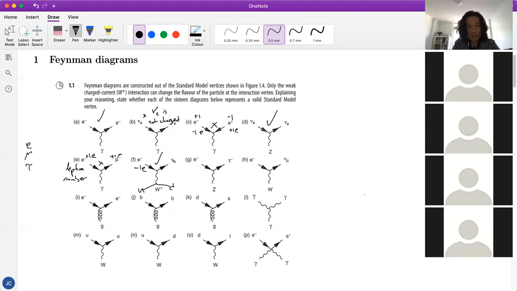And electron and neutrino, they're both the first generation. So they both carry electron lepton number. So your lepton number conservation is also fine.